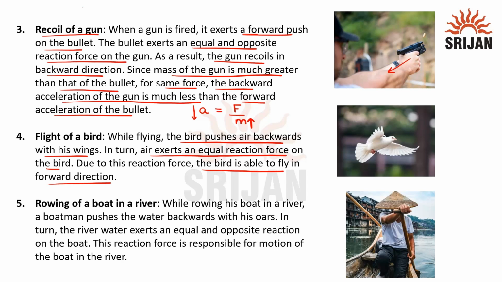Now the fifth example is rowing of a boat in a river. While rowing his boat in a river, a boatman pushes the water backwards with his oars. So this is an oar, and the boatman is pushing the water backwards with his oar. In turn, the river water exerts an equal and opposite reaction on the boat, and this reaction force is responsible for motion of the boat in the river.